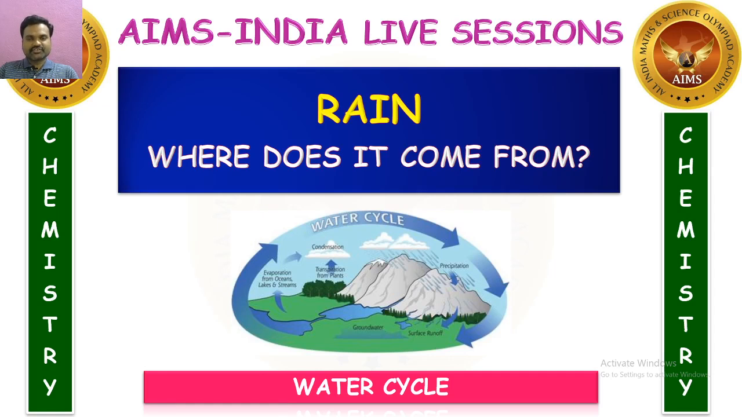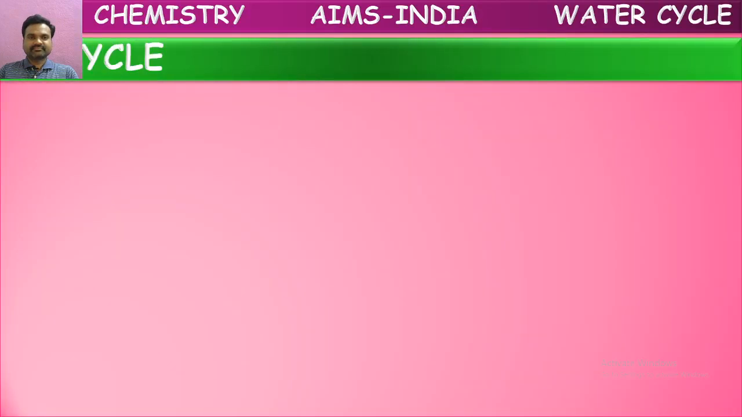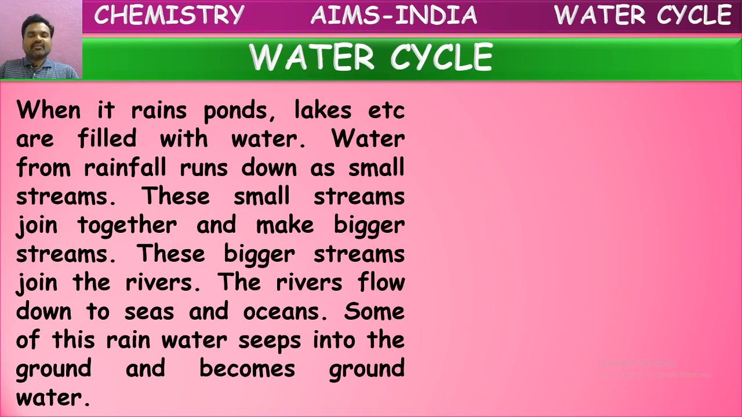So about this water cycle we are going to see in this session now. Along with that, some more points also we are going to discuss. So let us go to the chapter, children. When it rains, ponds, lakes, etc. are filled with water. Water from rainfall runs down as small streams.